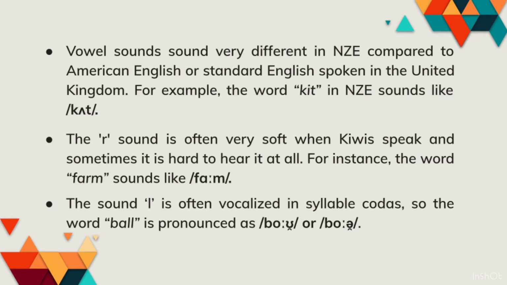After that, the sound r is often very soft when Kiwis speak, and sometimes it is hard to hear it at all. For instance, the word farm sounds like farm. And finally, the sound l is often vocalized in syllable codas. So the word ball is pronounced as bow.